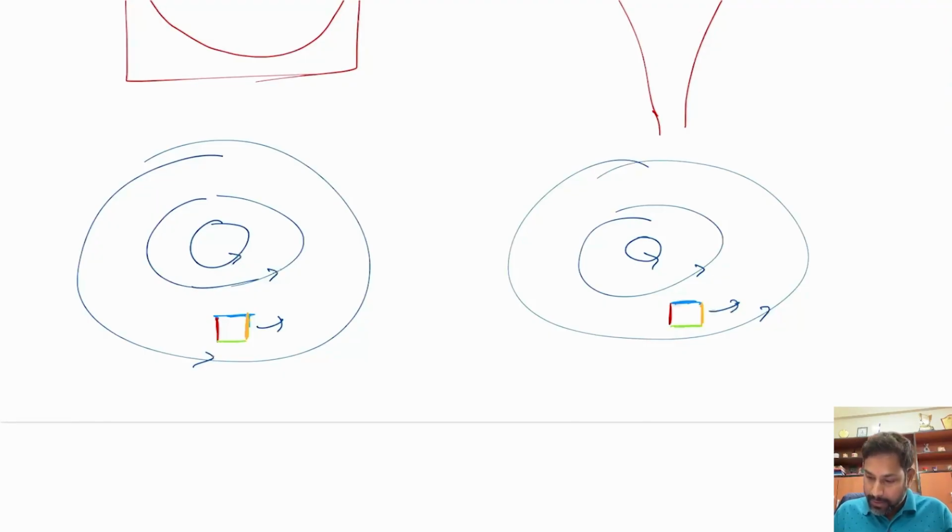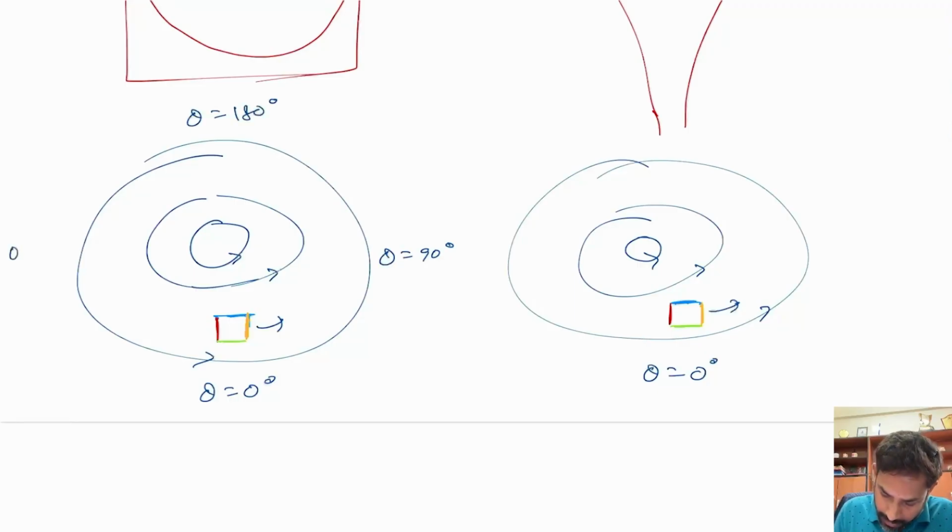All right, so what happens is, this is at, let's say, theta equal to 0 degree, and this is theta equal to 90 degree, this is theta equal to 180 degree, and this is theta equal to 270 degree. Okay, and theta equal to 90, theta equal to 180, and theta equal to 270 degree. So when these elements are moving, in this case, it rotates like this.